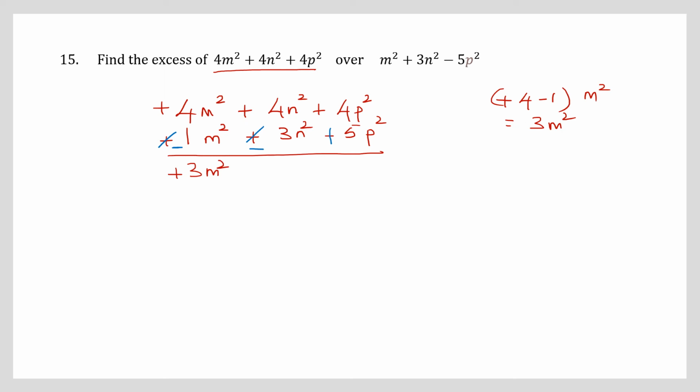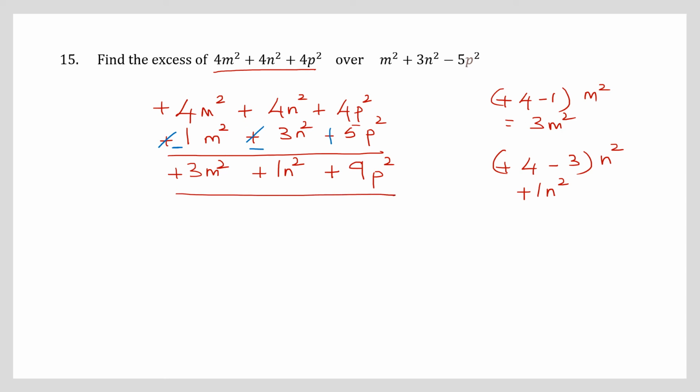Next one we have plus 4 minus 3n square. And signs are different. Put the sign of the bigger number. 4 minus 3 is 1, so plus 1n square. Here both the signs are the same, so let's put the same sign and add. 4 plus 5 is 9p square. So we've got our answer there.